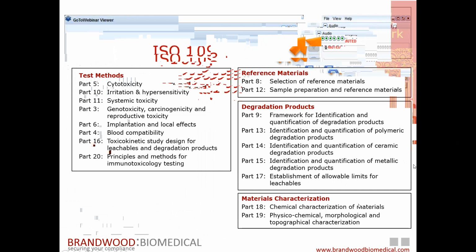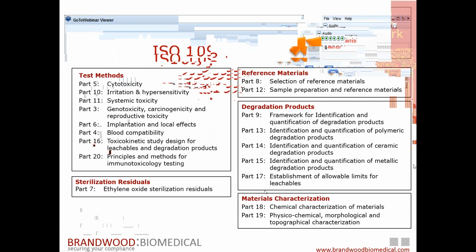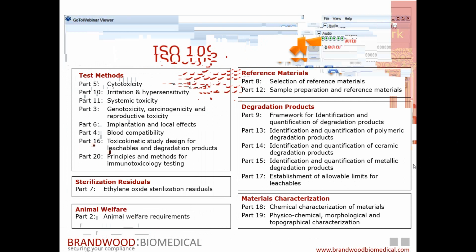Parts 18 and 19 provide specific guidance on chemical and physical characterization of materials in medical devices and references to a whole lot of technical methods that can be used for characterization. Part 7 is a quite specialist and unique part of the whole series. It's the standard which deals specifically with ethylene oxide sterilization residuals, and that's the standard where you'll find the current internationally acceptable limits for sterilization residues. And Part 2 finally sets out the requirements for animal welfare when doing animal testing.